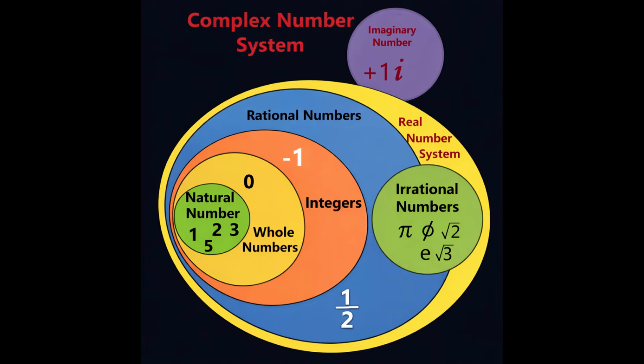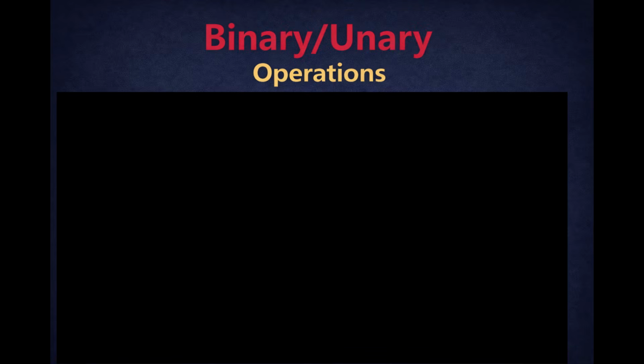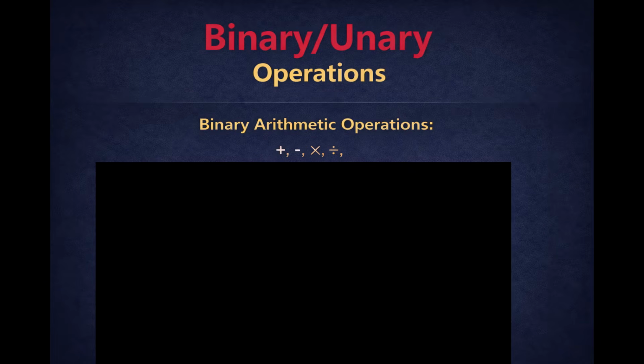Now that we've seen how the complex number system emerges, let's look at the operations that actually make this system work. At the most basic level, mathematics begins with binary operations. Operations that combine two numbers into one. These are the familiar arithmetic operations, addition, subtraction, multiplication, and division. They describe how numbers interact with each other. How quantities combine, separate, scale, or compare.